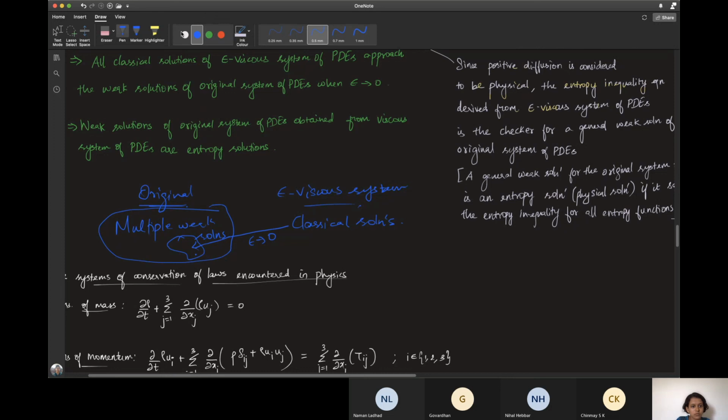So those become the physical solutions. This is one thing. Next is based on the epsilon viscous system. Based on this epsilon viscous system, we derived something known as the entropy inequality.